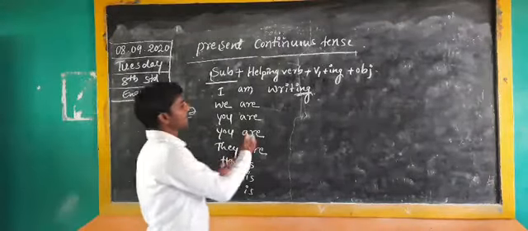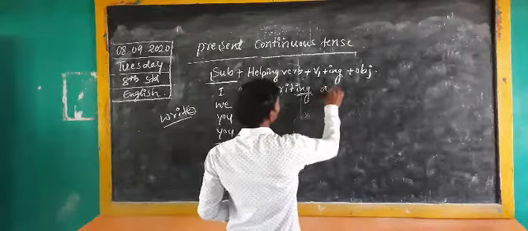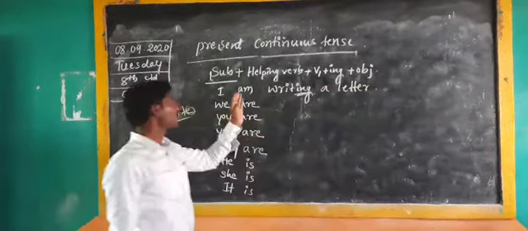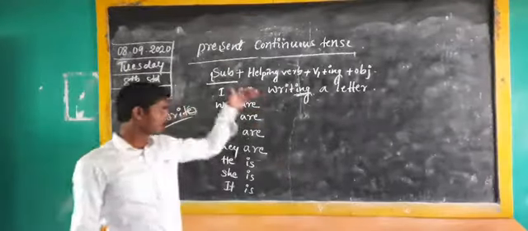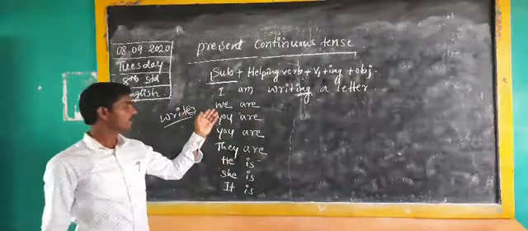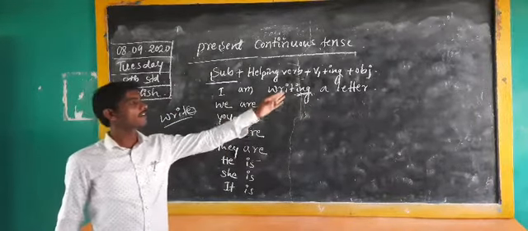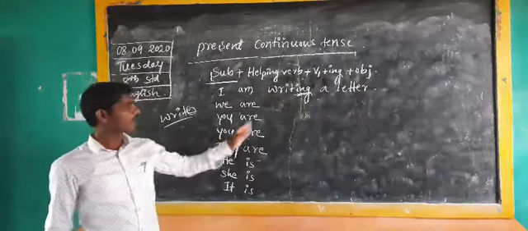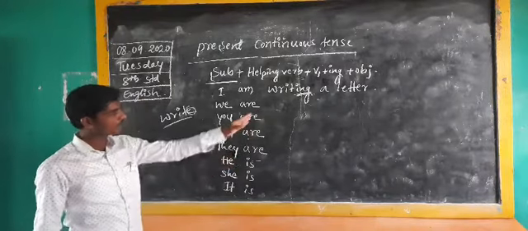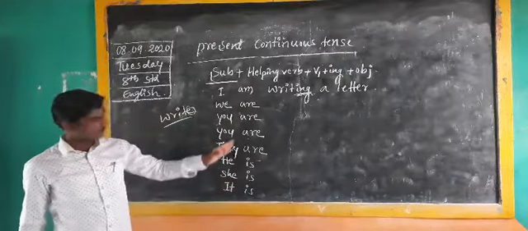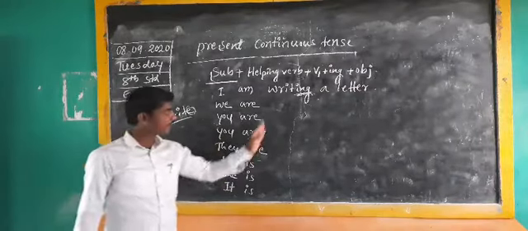So what are they writing? They are writing a letter. I am writing a letter. In the same manner we continue: we are writing a letter, you are writing a letter, you are writing a letter, they are writing a letter, he is writing a letter, she is writing a letter, it is writing a letter.